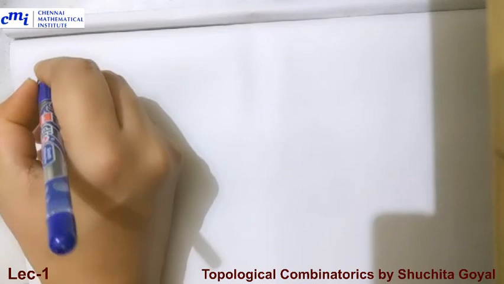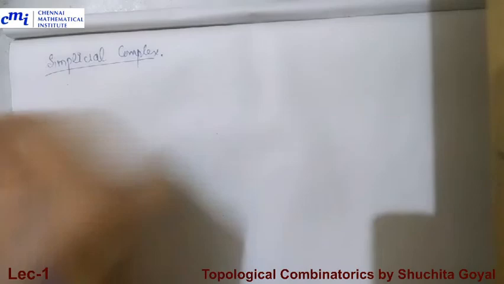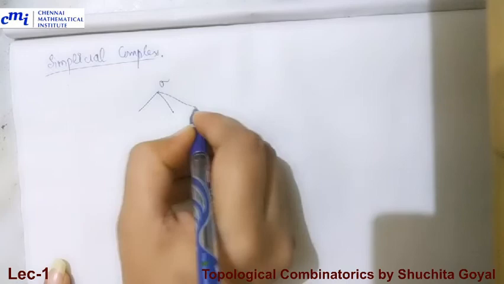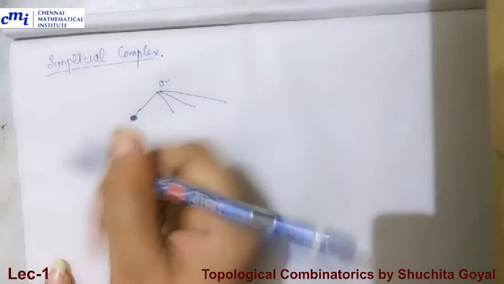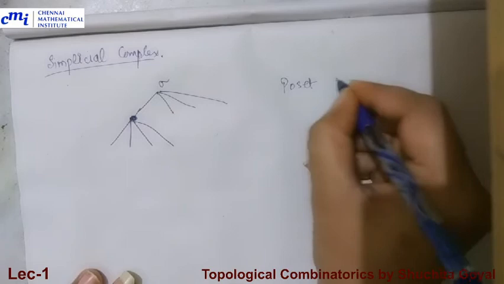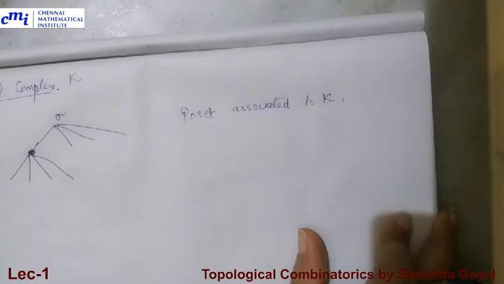Now, given a simplicial complex, how can I construct a poset out of it? It should be more or less straightforward. If you have a simplicial complex, you pick up any simplex from it, let's say some sigma, and then all of its one lesser dimension faces come here. Let's say now you're standing at this particular simplex, then all of its one lesser dimensional faces, you list them out, and so on and so forth. You complete this diagram, and what you are left with is a poset associated to K.